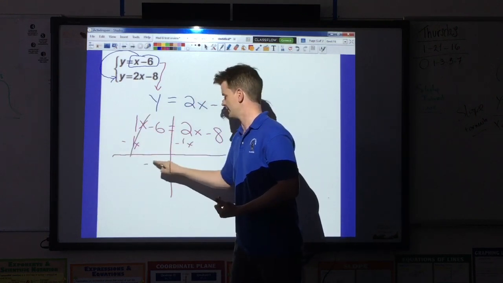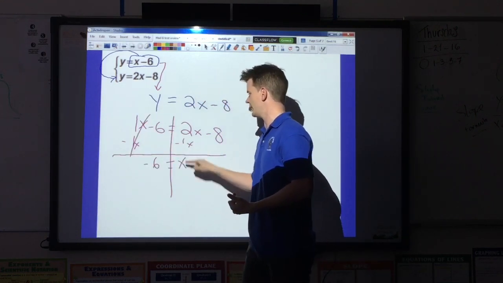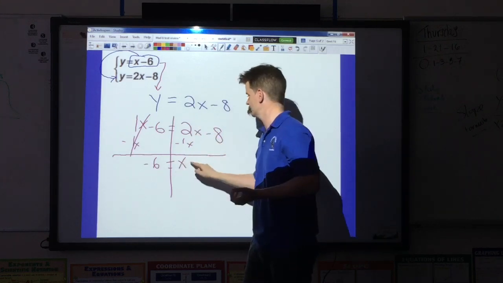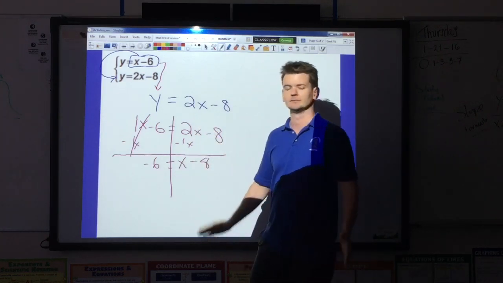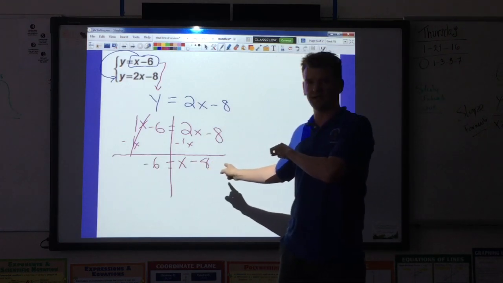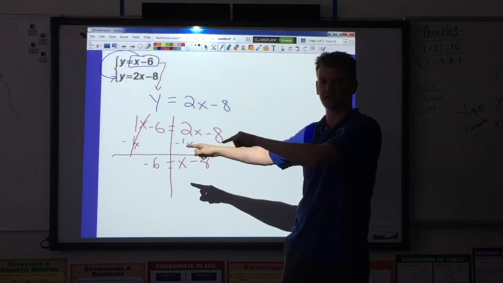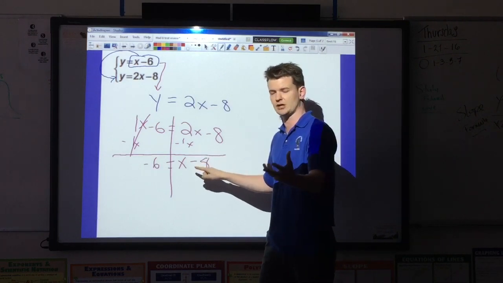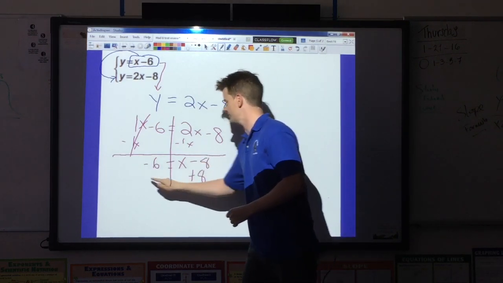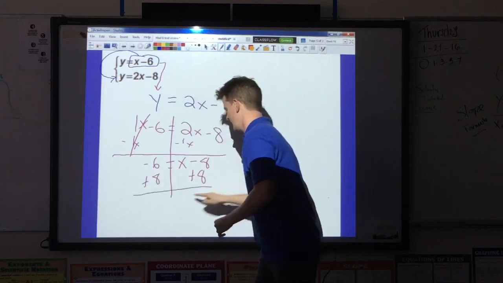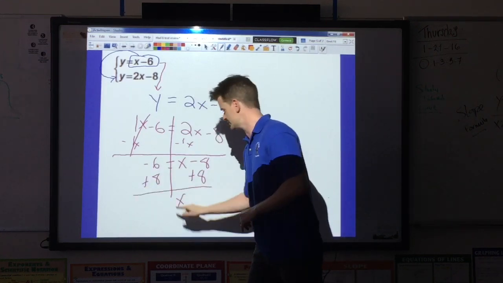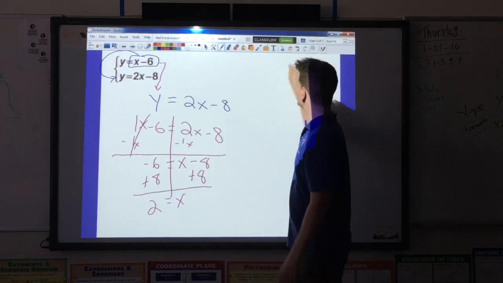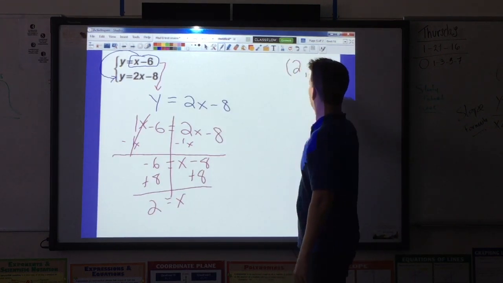Those will cancel, and I'm going to have negative 6 is equal to x. 2 minus 1 leaves just x. 1x is the same as x. Minus 8. Okay, got the variables on the right side. Need to get the constants on the other side, which means that this negative 8 has to go. Once again, inverse operations. I add 8 to both sides, and I'm going to have half the answer to this system. x equals 2. Remember that when you solve a system, the answer is a coordinate pair.